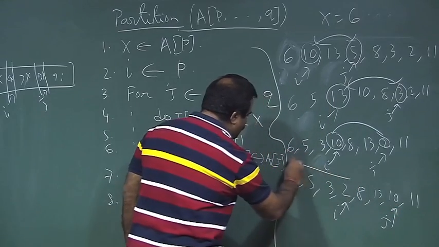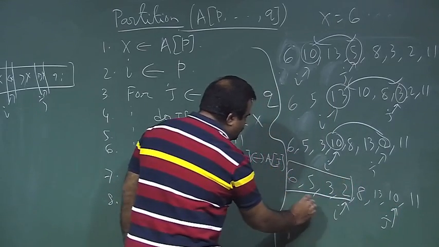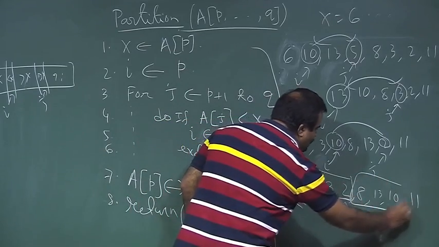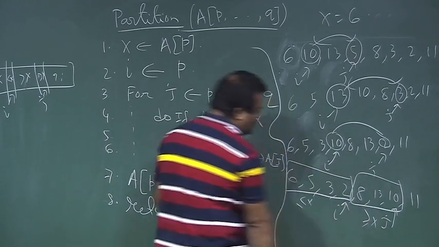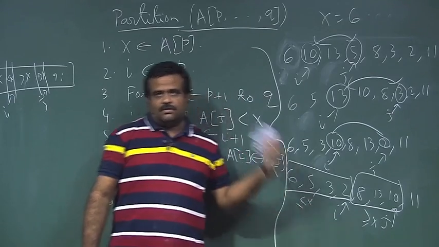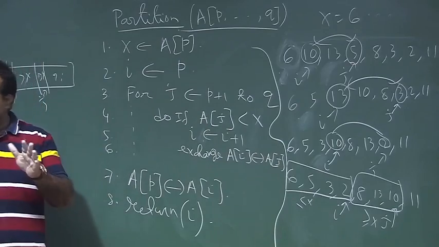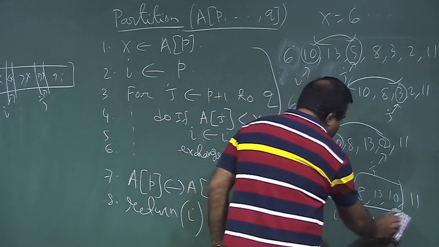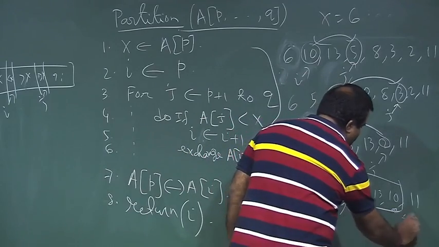Now, if you see all the elements up to I, these are less than equal to x, and all the elements up to J, these are greater than equal to x. So, this is the loop invariant we want for our partition code. This is exactly it. And then we increase this j by 1. So, j will be pointing this.